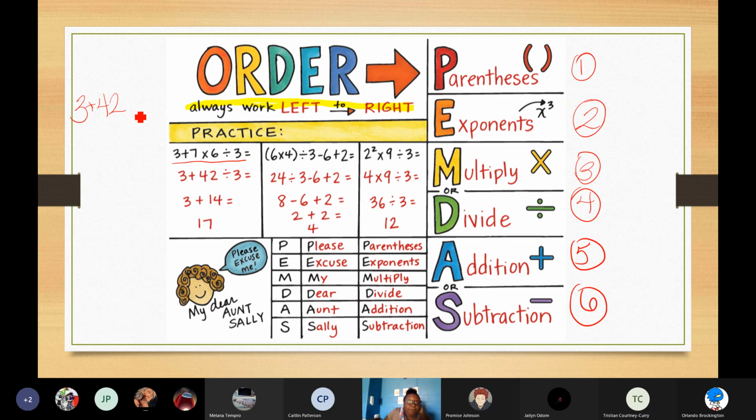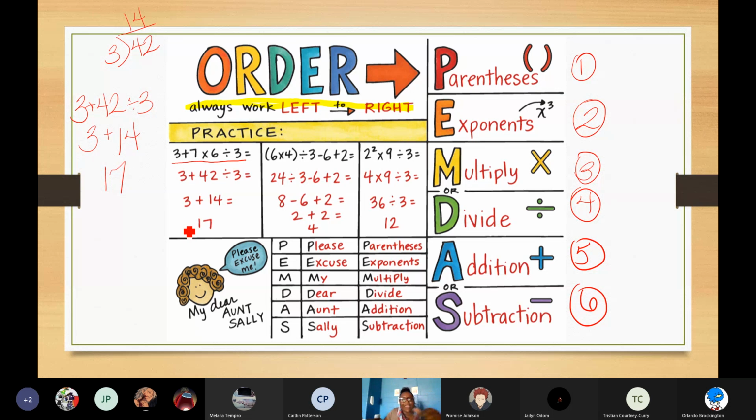And then our second step is to now divide 42 by 3. That's going to give us 14. Remember, we multiply first, we divide second, and last we'll add. Okay? We always want to follow that order of operations.